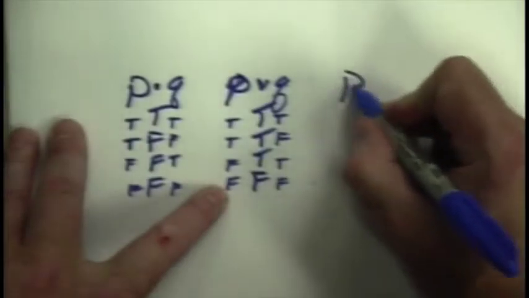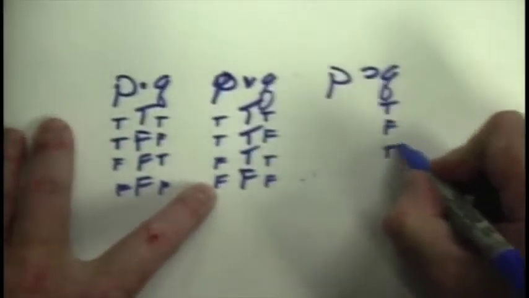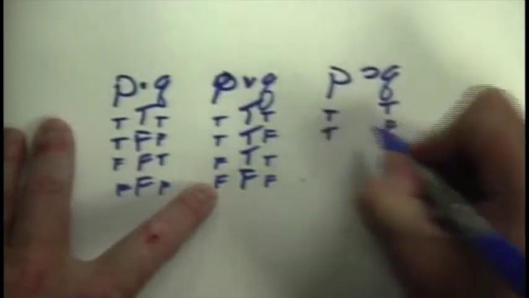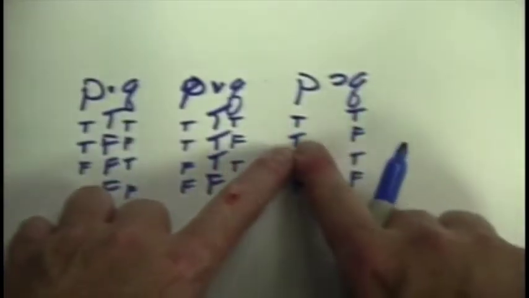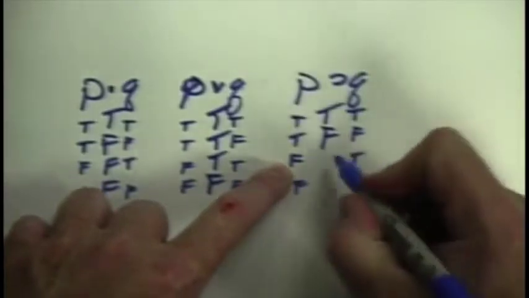For a conditional, if P, then Q, again, four possibilities. What the rule says is that the only way of making a conditional false is when the antecedent's true and the consequent's false. Otherwise, when the antecedent's true and the consequent true, the whole thing's true. When the antecedent's false and the consequent true, the whole thing's true.